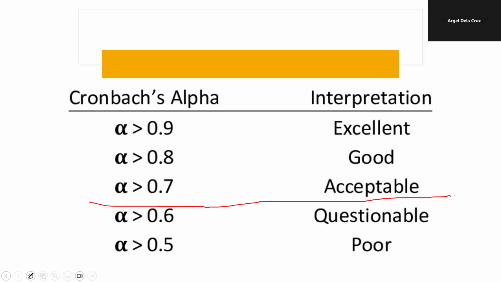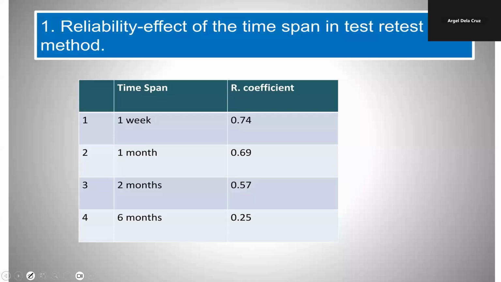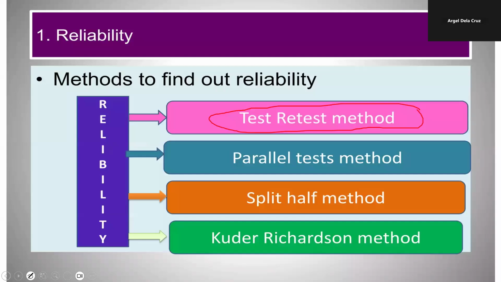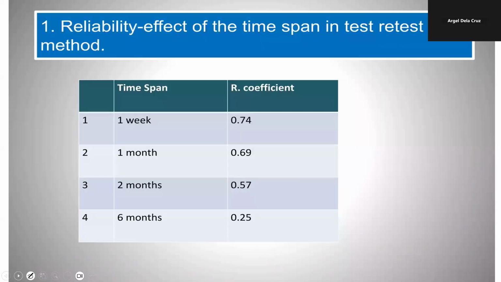Likewise, in the reliability test and retest method, it is the same. You have to set your standard. Let's say the standard is 0.8. However, 0.7 something is still acceptable. So to put it simply, how does the test and retest method work?